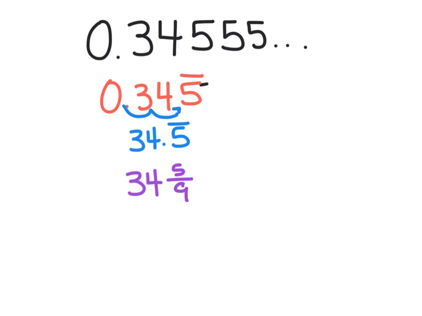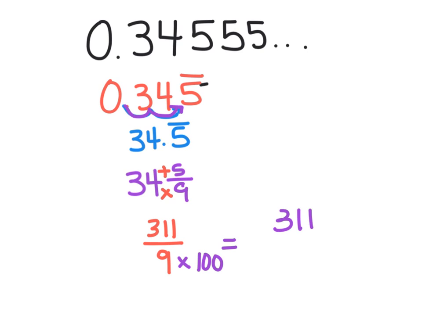Now I'm going to grab my calculator and change this to an improper fraction. So I'm going to do 9 times 34, which is 306, and then add 5, which ends up being 311 over 9. Now my next step: I moved the decimal 2 spots over, so I'm going to times the bottom by a power of 10. It was 2 spots, so I'm going to times by 100. So my final answer is going to be 311 over 900.